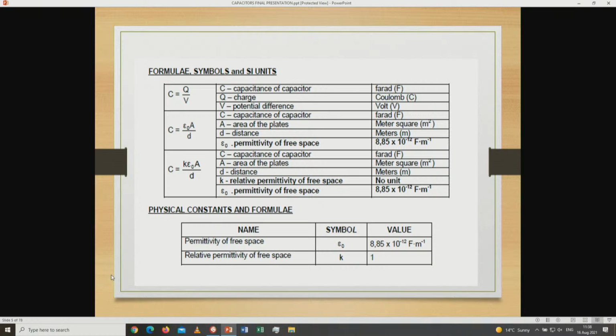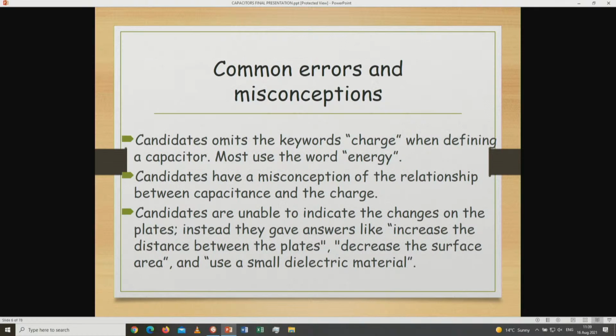You should keep all of these formulas in mind, symbols and their SI units, because it is important. When we do calculations, we should never forget that at the end, when you write your final answer, the correct SI unit must be shown. And if not, you will lose marks.